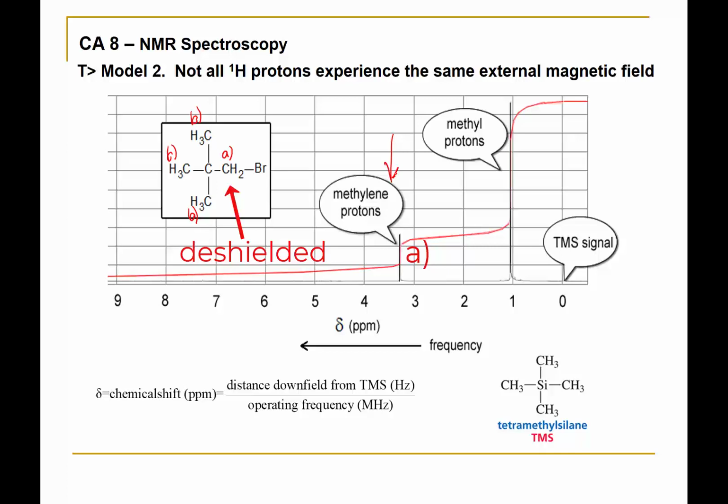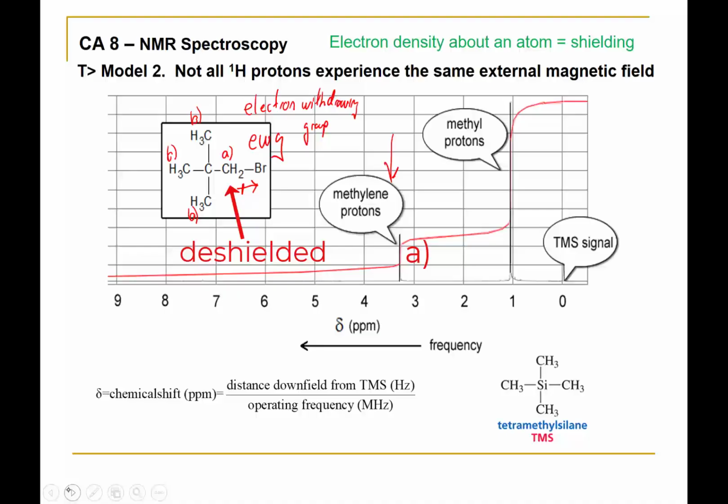Now, why are they somewhat de-shielded? Well, they're somewhat de-shielded because they are right next to a relatively electron withdrawing group. An electron withdrawing group will de-shield a proton environment. So one of the main messages will be the following. Electron density about an atom is shielding, and so if the atom is next to an electron withdrawing group, then that electron density is somewhat removed, and therefore it is somewhat de-shielded.